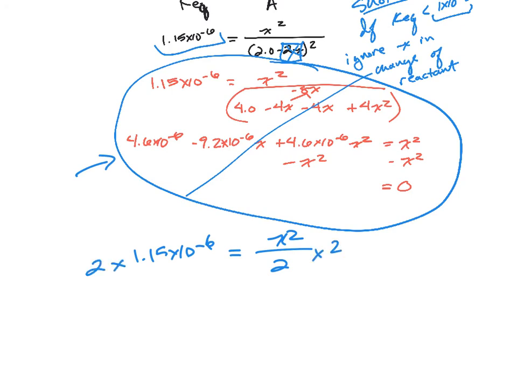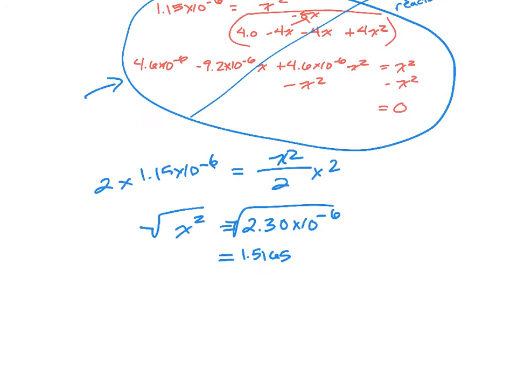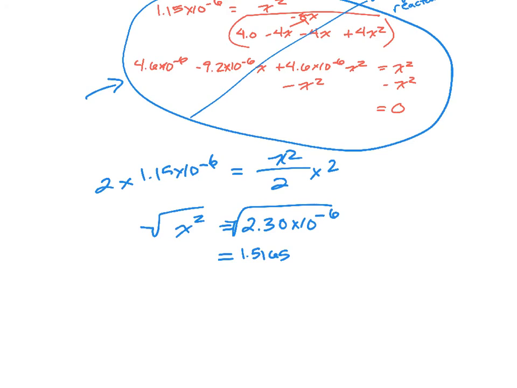So just multiply both sides by 2. So now you have x squared equals 2.30 times 10 to the negative 6th. So from here, the math is pretty solvable. Take the square root. You get x was 1.5165. So if we use significant figures, we have to round that number. So 1.52 moles.